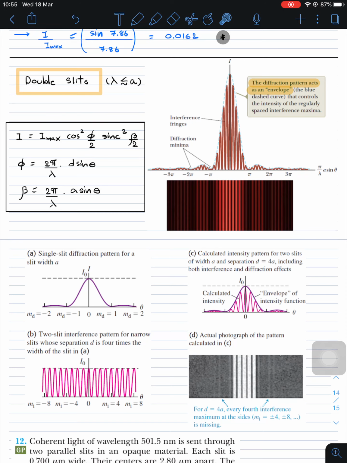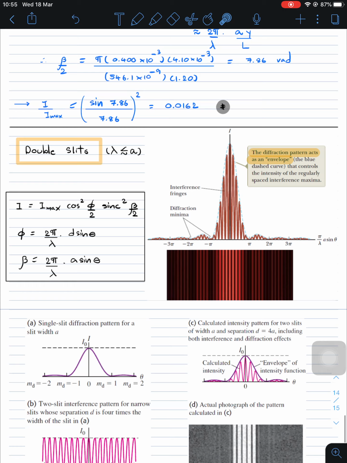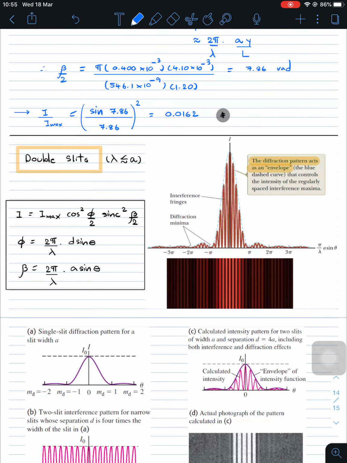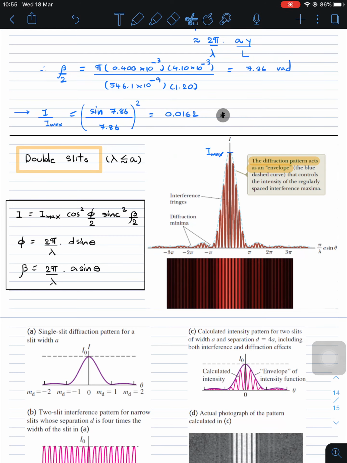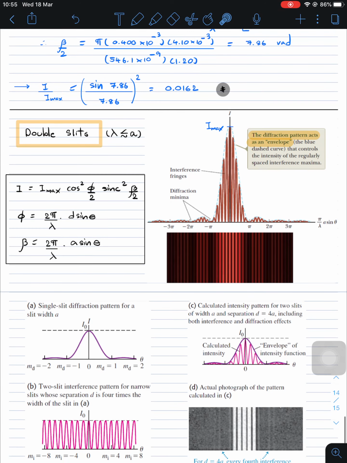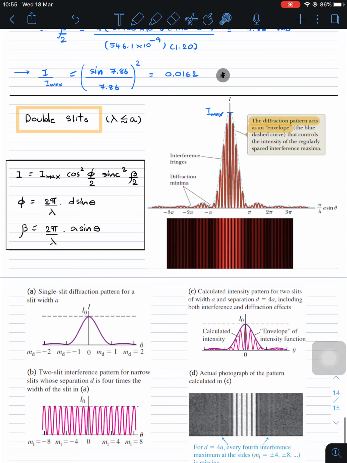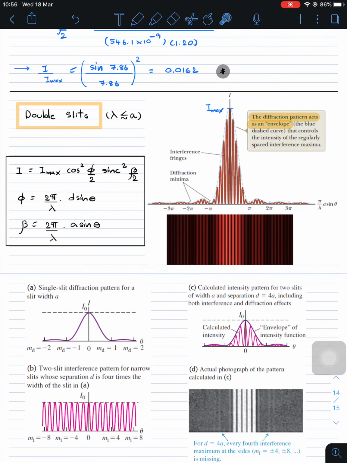But you need to keep in mind that this I max is not the same as the I max from the Young double slit or the I max from diffraction by the single slit. The I max, by definition, is the maximum intensity of the central bright fringe. And then we have the phi here, the same as the Young double slit, and we have the beta, just the same as diffraction by single slit. And we just multiply these two terms together.